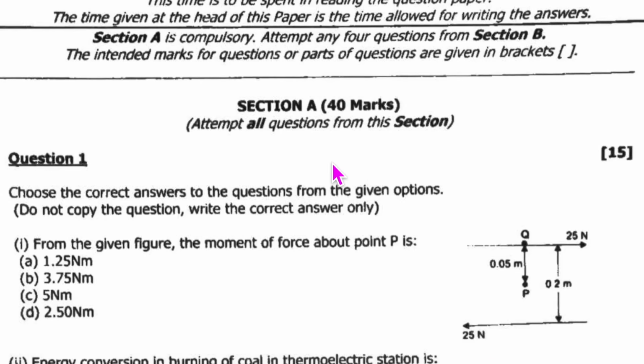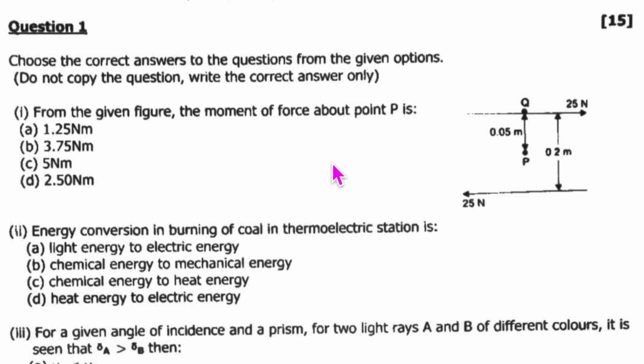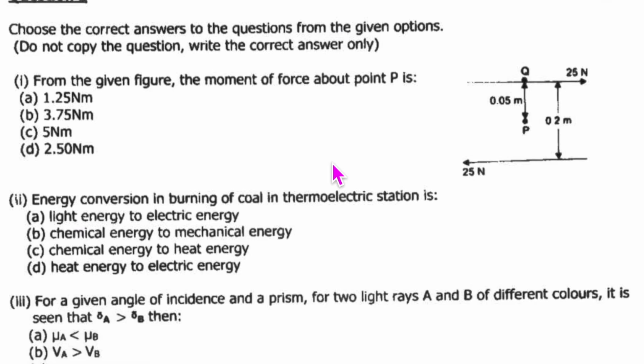This was the prelim 2 paper, and let us see how we start this physics paper with question 1. The first question will be 15 marks MCQ.